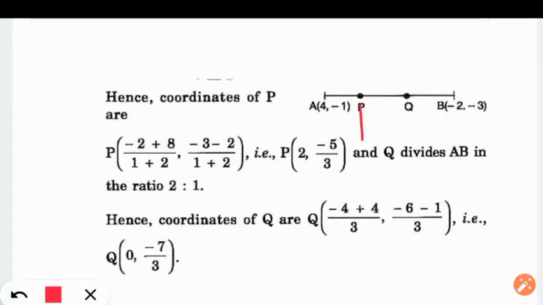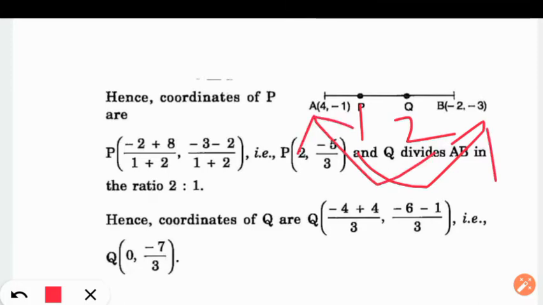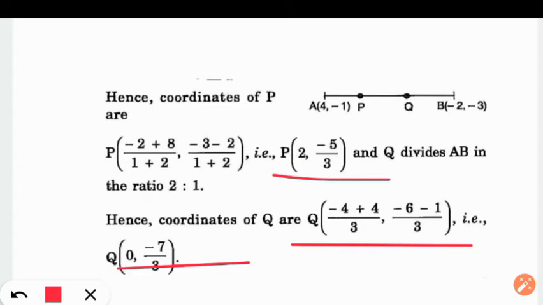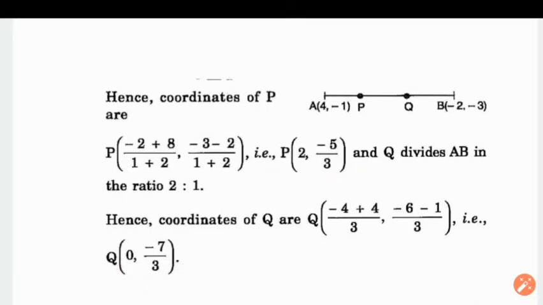Similarly, here we have ratio 1:2. To find the y part of P, what will we do? 1 will multiply with -3 and 2 will multiply with -1, so -3 and -2. Sum of ratio 1 plus 2. So what is the coordinate of P then? This one. Similarly, Q divides AB in the ratio 2:1. Hence, by using the formula, we will get the coordinate of Q. So now we know the coordinates of the points of trisection, that is P and Q.